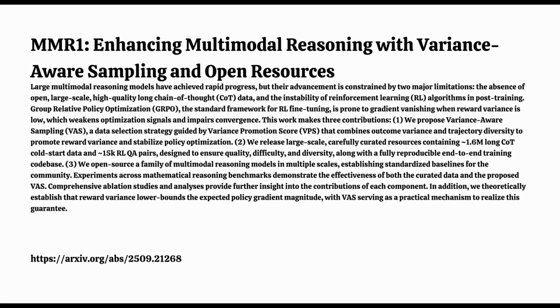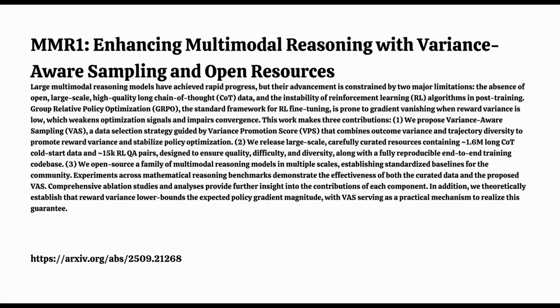So if high variance is the key, how do you actually find those high variance prompts efficiently? You can't check them all manually. Right, you need an automated way. That's what the Variance Promotion Score, or VPS, does. It's the practical tool VAS uses. It scores prompts based on their potential to create that needed reward variance. And this VPS, it's not just one number, is it? And I think you mentioned it combines two ideas. Correct. It has two components working together.